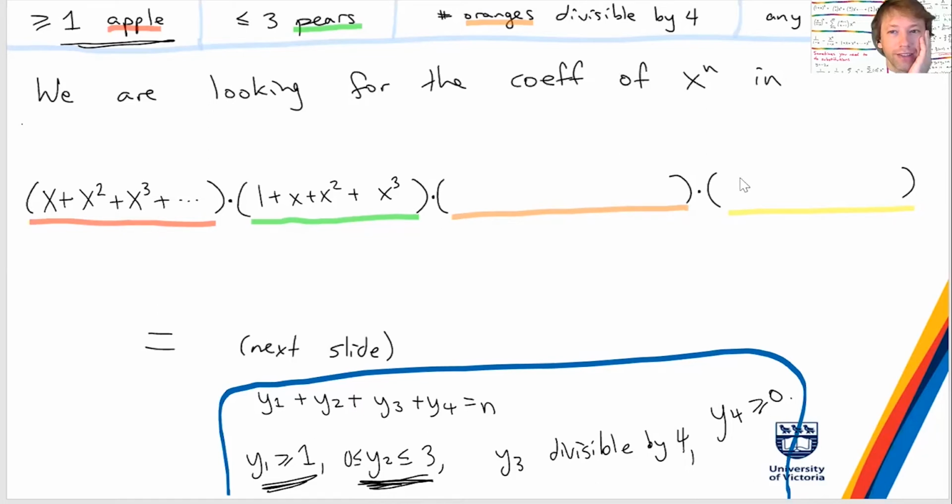Let's do bananas. So bananas is just going to be x squared, x cubed, 0. What about oranges? This is kind of a weird one. Because that corresponds to the exponent I get from this factor, which is the number of oranges. So there's either 0 oranges or 8 oranges or 12 oranges all the way to infinity.